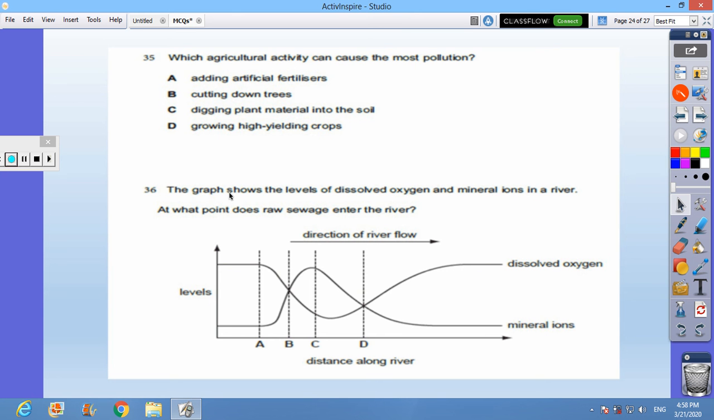36. The graph shows the levels of dissolved oxygen and mineral ions in a river. At what point does raw sewage enter the river? Must be A, because it will directly cause dissolved oxygen to drop and will cause the mineral ions to increase. So the answer is A.